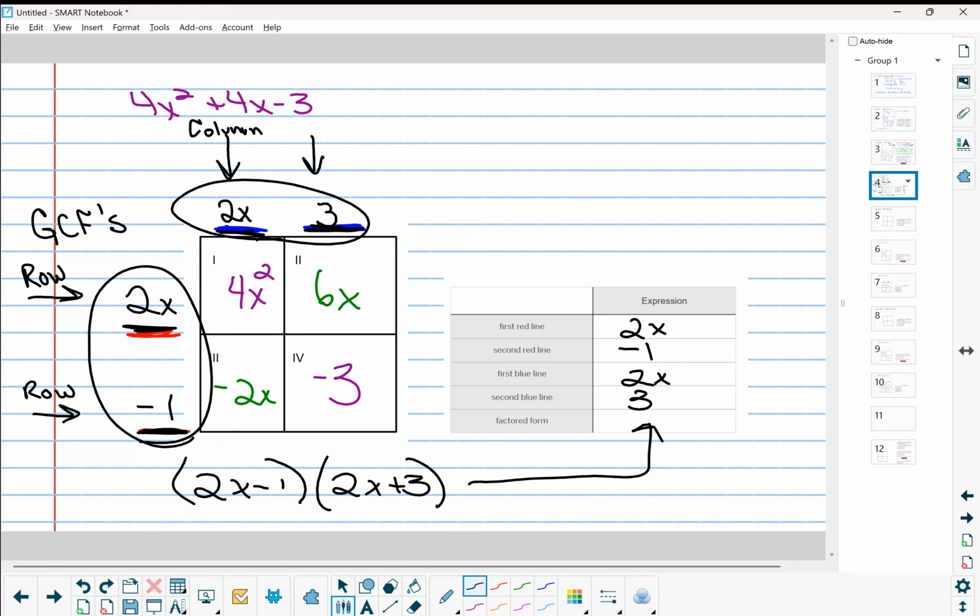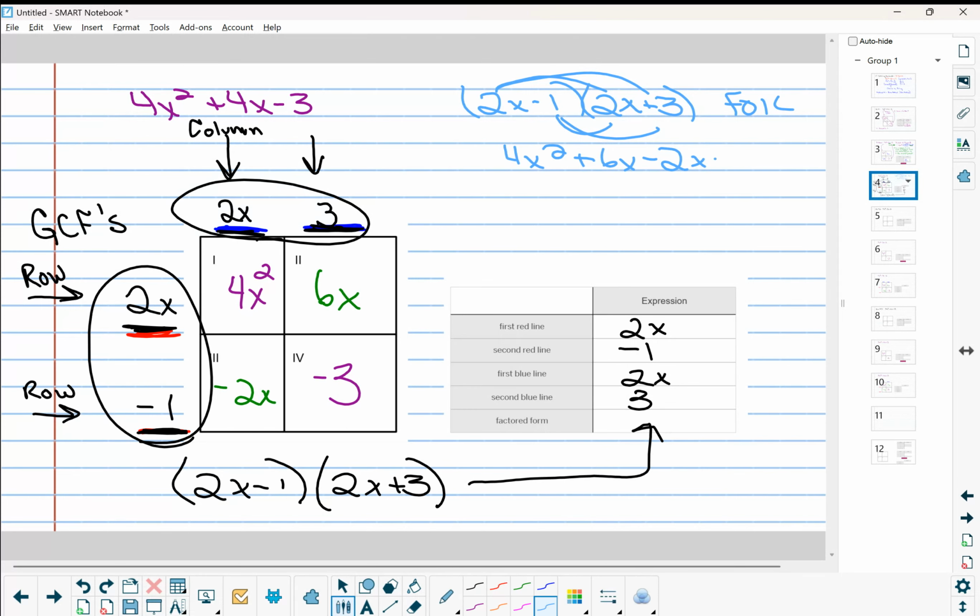And let me show you really quickly how you could check these to make sure that they're going to be correct. I'm going to take that whole thing and just rewrite it up here. 2x minus 1 and 2x plus 3. And I can FOIL this out and check it. So I have 2x times 2x, well that's 4x squared. 2x times 3 is 6x. Negative 1 times 2x is a negative 2x. And a negative 1 times 3 is, oops, that's a negative. Let's fix that.